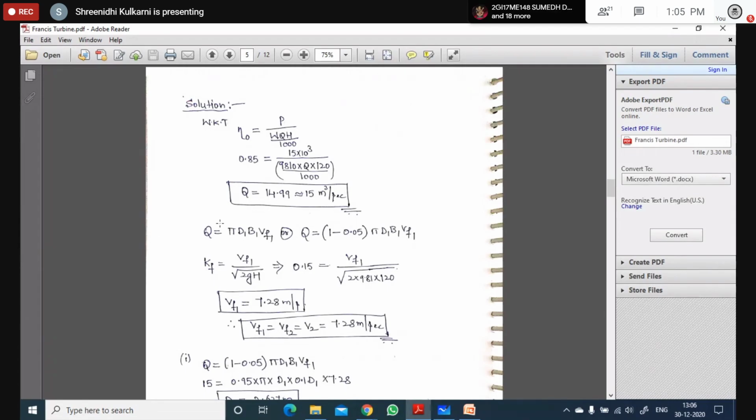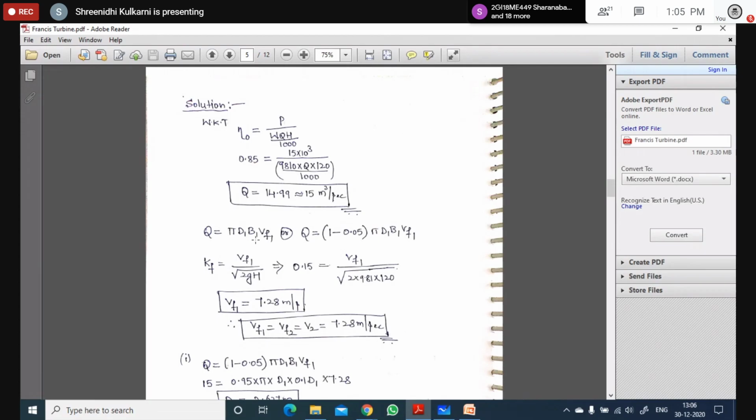So next I'll go for the discharge equation. Q is equals to area into velocity. So pi d1 b1 vf1. But in this, we still don't know what is flow velocity. We don't know what is the width, and we don't know what is the diameter. So we have to calculate vf1 as well as d1 and b1.